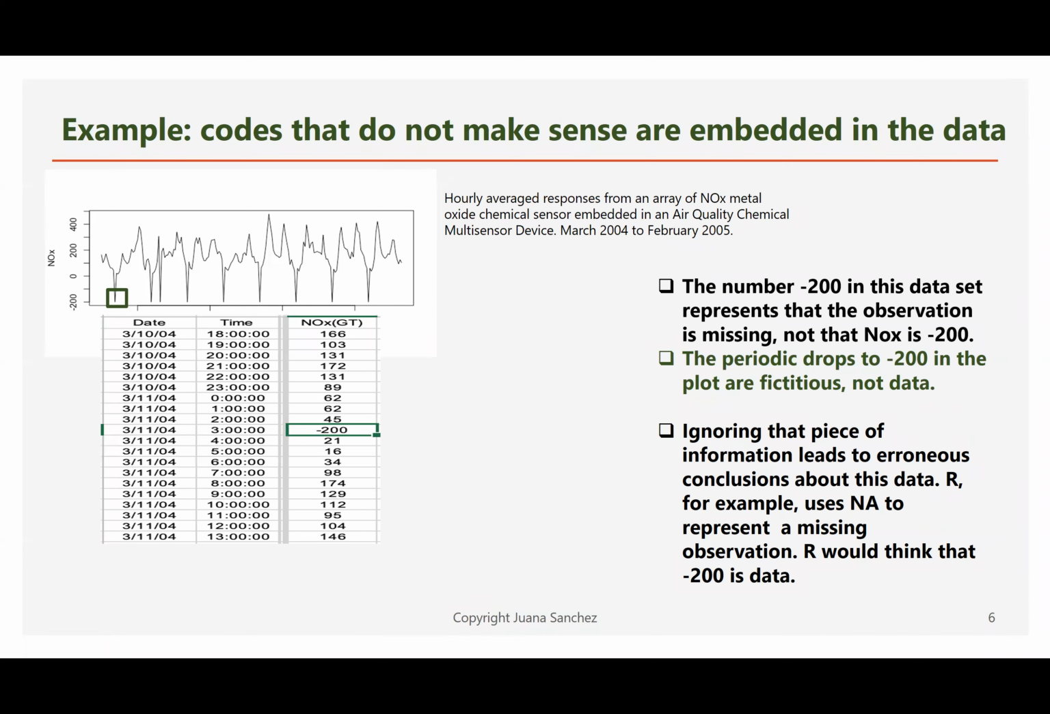R, for example, uses NA to represent a missing observation. R doesn't know that negative 200 is representing a missing observation. R will think that negative 200 is data, and as such, use it in the analysis, like in this plot. That gives the plot the appearance of a periodic drop in the value of NOx. Looks interesting and intriguing, but fictitious. You must stop that.